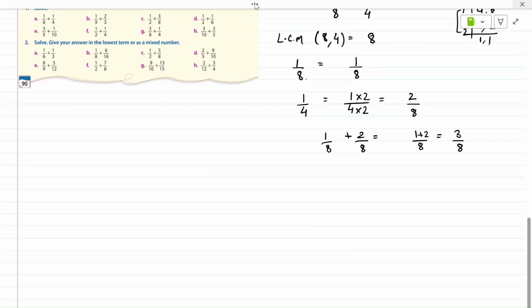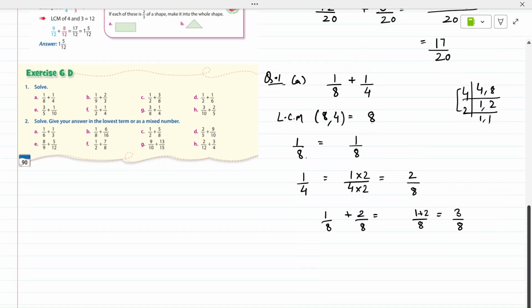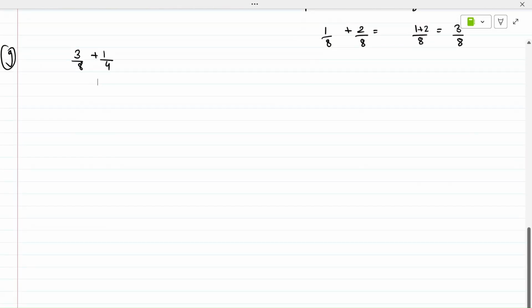Okay. So similarly, kids, here you can pick up other questions. I'm doing a few questions from here. I'm doing A, and this is an easy question. Let me pick G and H both. Okay. Let me pick G first. So in question G, we have 3 by 8 plus 1 by 4. So again, we have the same thing. We have the same denominators as we had in the A part. So we know what will be the LCM. LCM, straight away writing here, as 8.